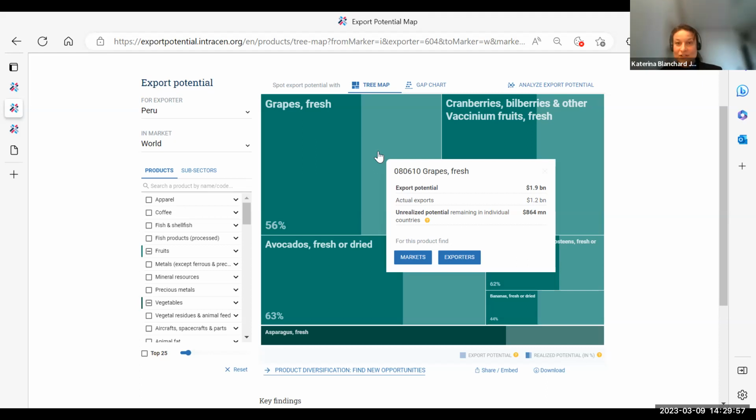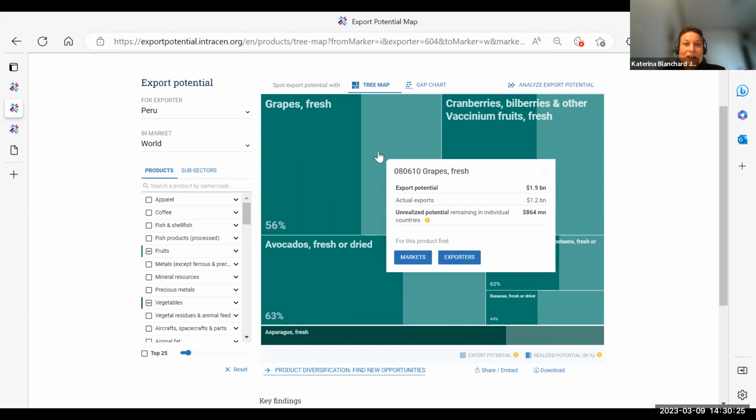The figure differs, and it is also because in our case, the unrealized potential cannot be negative. So it is likely that the export potential for the exports of Peruvian grapes into some markets would be lower than the actual exports. But in that case, the unrealized potential is not negative, it's at 0. So that is why those figures do not always precisely match.